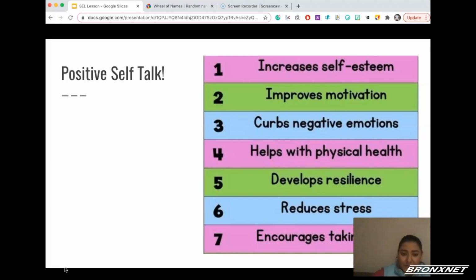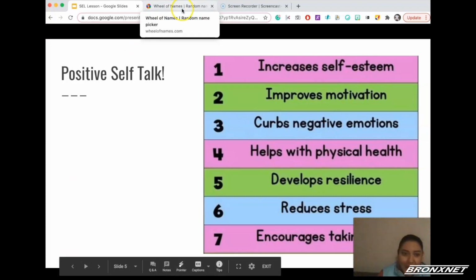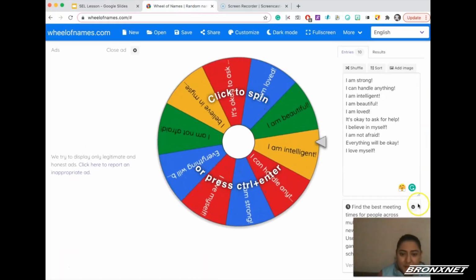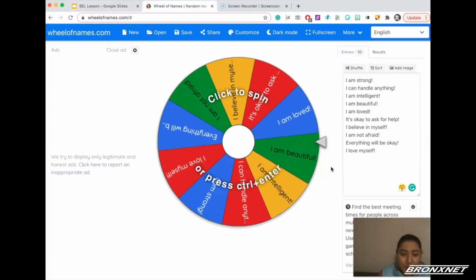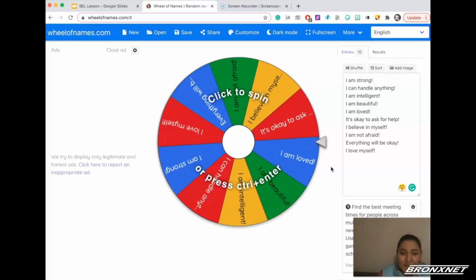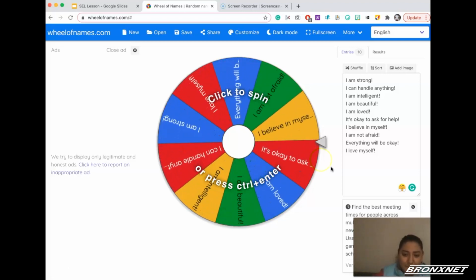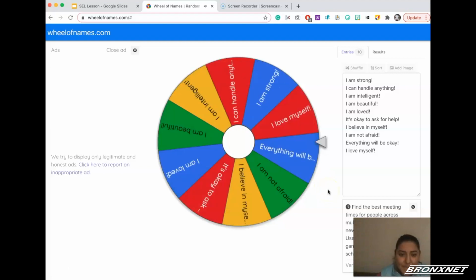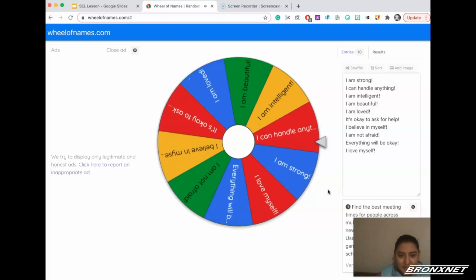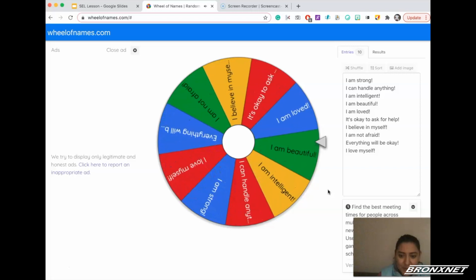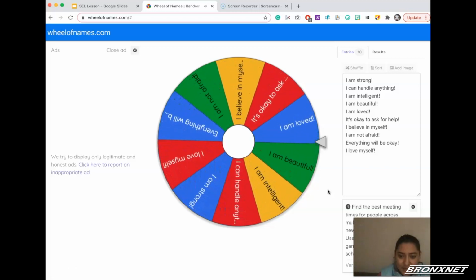All right, boys and girls, let's do some positive self-talk. What is that? Positive self-talk is when you say out loud positive things about yourself. Let's try it. And to help us with that, we have a wheel that we're going to spin. Wherever it falls, that's what we're going to say. Let's try it. Get ready. Which positive self-talk are we going to state?